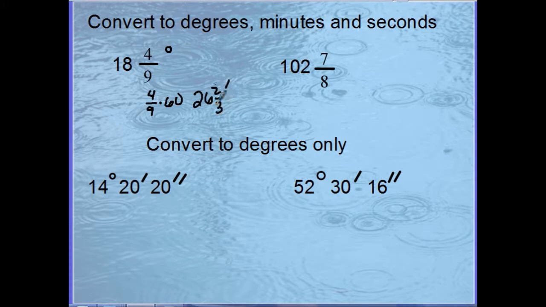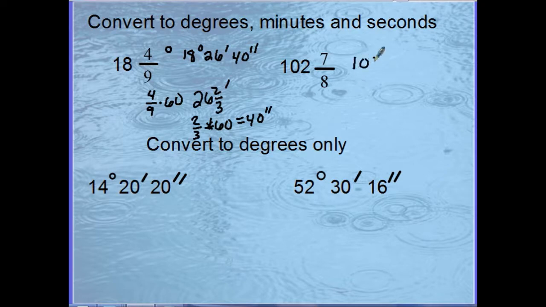Well, we can't have that 2/3. So let's take that 2/3 and multiply that by 60. It's 2/3 of a minute, and we know that there's 60 seconds in every minute. 2/3 times 60 is going to end up giving me 40 seconds. That gives me 18 degrees, 26 minutes, and 40 seconds. You try the next one and let's see what you can do.